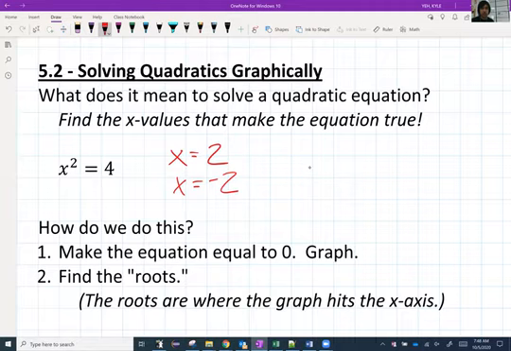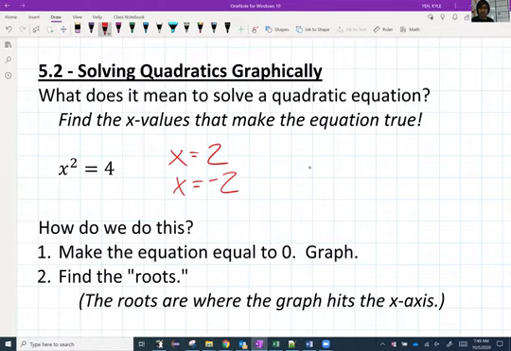We got to make sure that the equation is equal to 0. And once we have the equation equal to 0, we're just going to graph it, kind of like we practiced last section. And then we're going to find the roots. Now, roots, as you can see from that little parenthetical down there, are where the graph hits the x-axis, wherever we hit the x-axis.